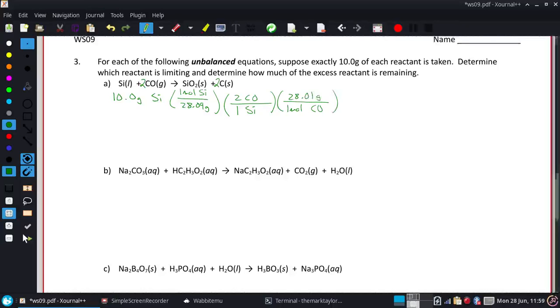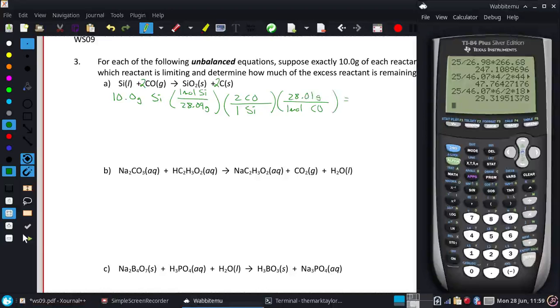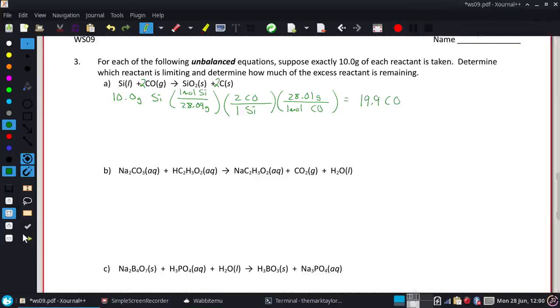And carbon monoxide, 12.01 plus 16, that is a mere 28.01 grams. All right, so to use up all 10 of our grams of silicon, so 10 divided by 28.09 times 2 times 28.01. To use up all 10 grams, we would need 19.9 grams of carbon monoxide. We don't have that, we have only 10 grams. So because of this first line, we know that carbon monoxide is limiting.